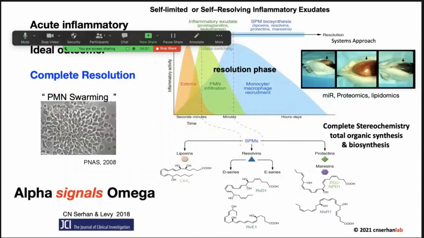This slide illustrates self-limited or self-resolving inflammatory exudates. And of course, the ideal outcome for an acute inflammatory response is complete resolution. We've kept our eye on what's called PMN swarming, which we described earlier, where neutrophils move along a chemotactic gradient of leukotriene B4, like sharks smelling red blood cells, to swarm and then devour microbes to protect us from invasion.